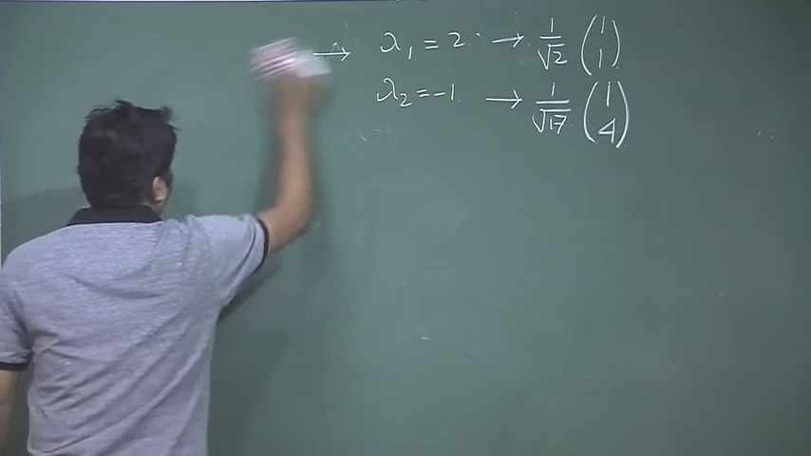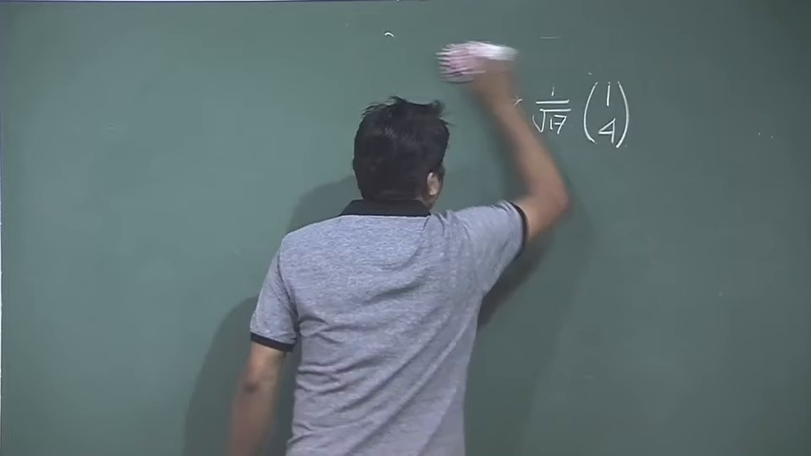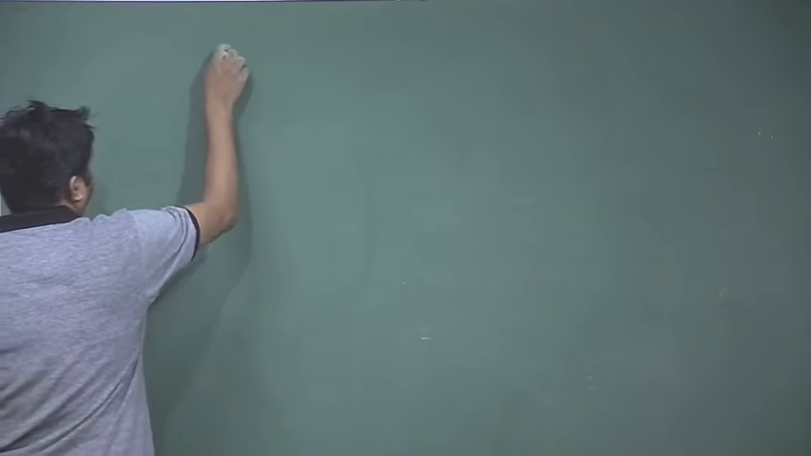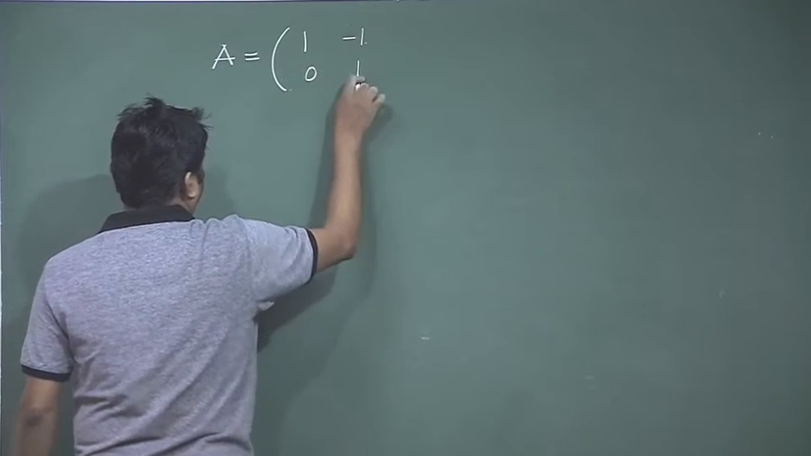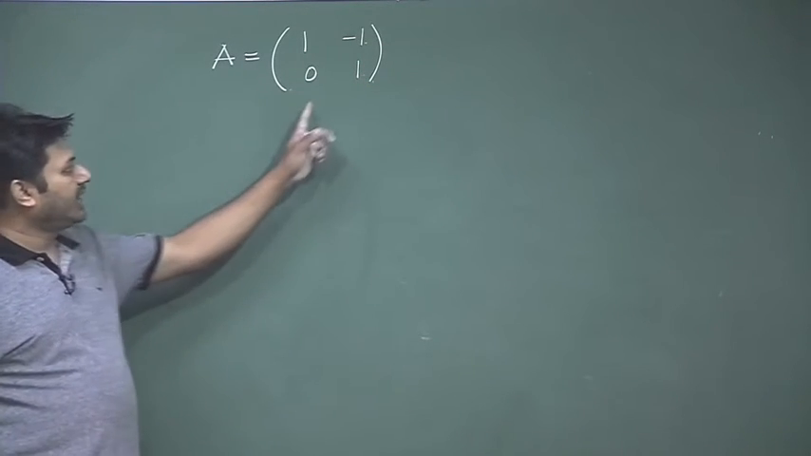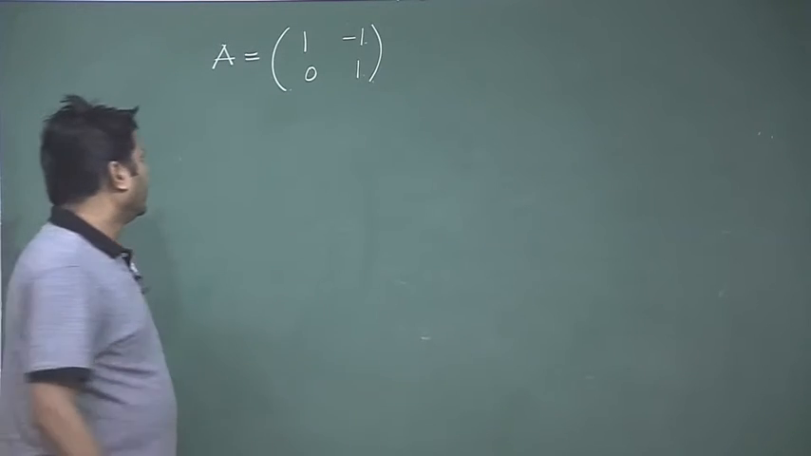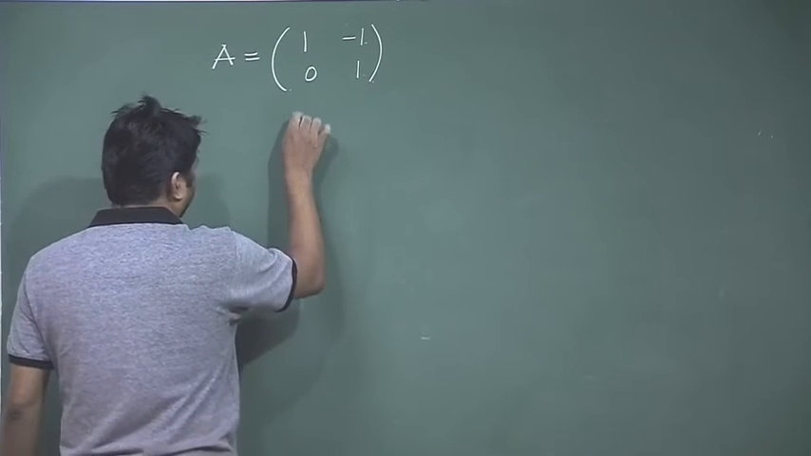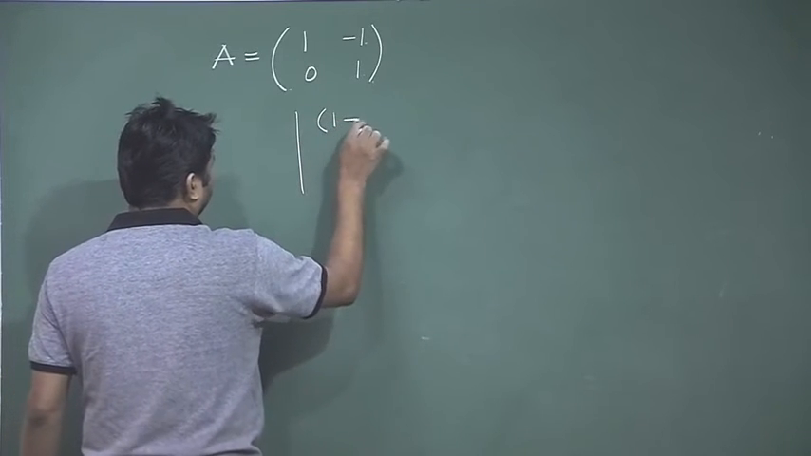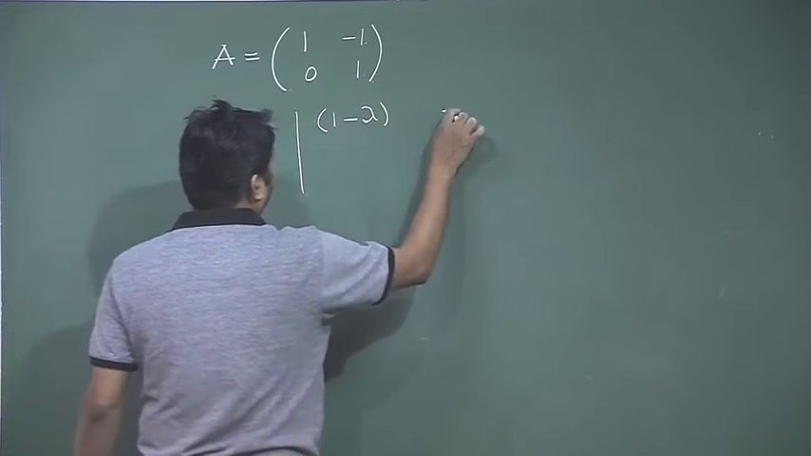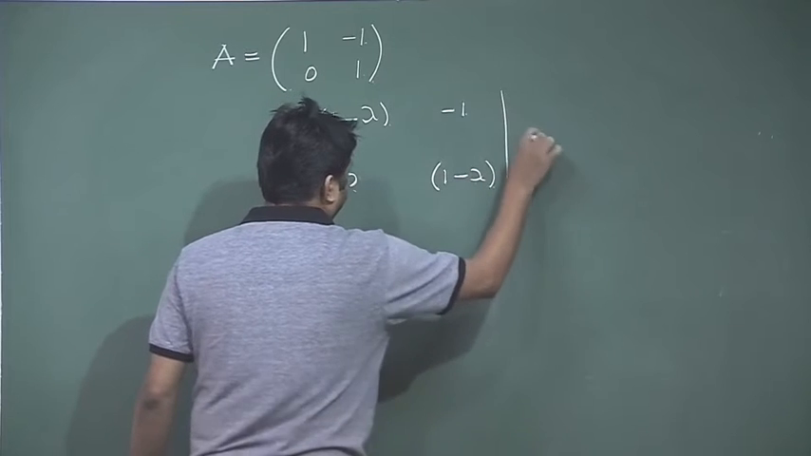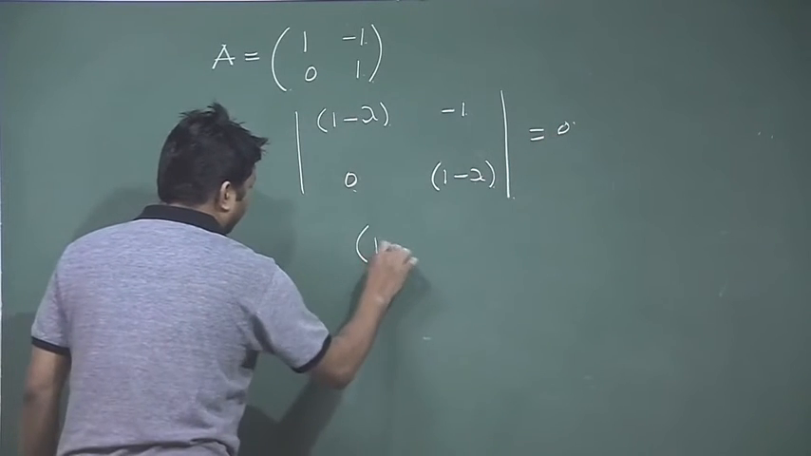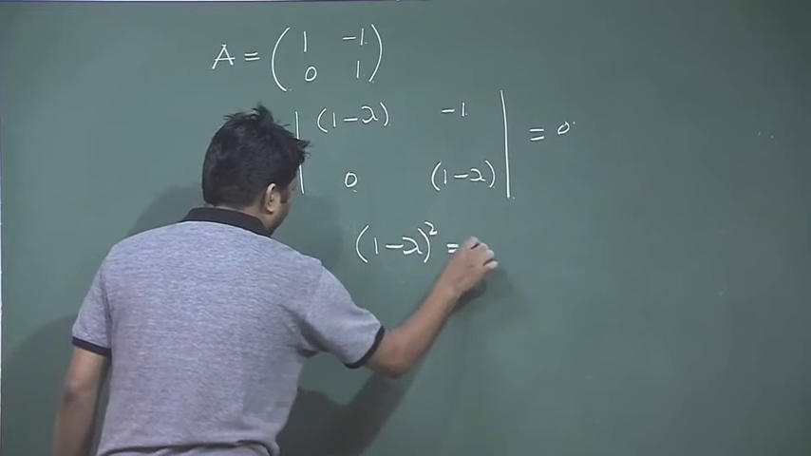Let me write it clearly, but before that let me calculate for another matrix, say [1, -1; 0, 1]. What will be the eigenvalue and eigenvector for that? The characteristic equation will be the determinant of [1 minus lambda, -1; 0, 1 minus lambda] equal to 0. It will be (1 minus lambda) squared equal to 0.